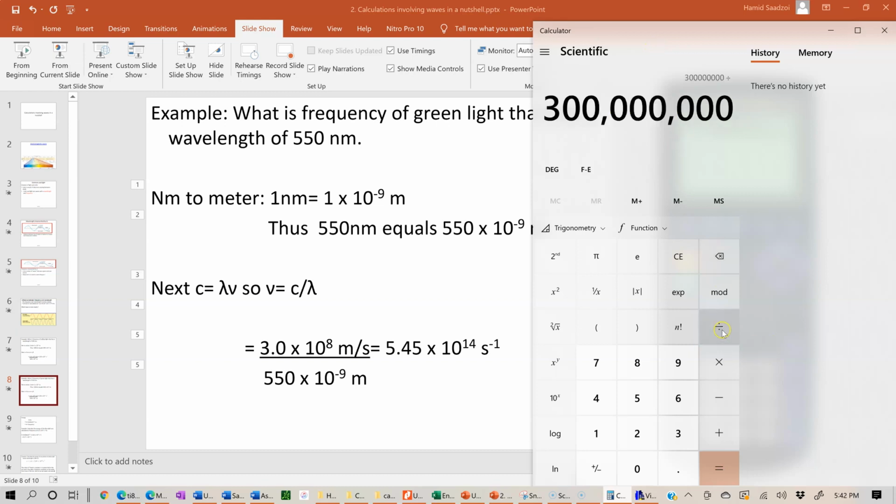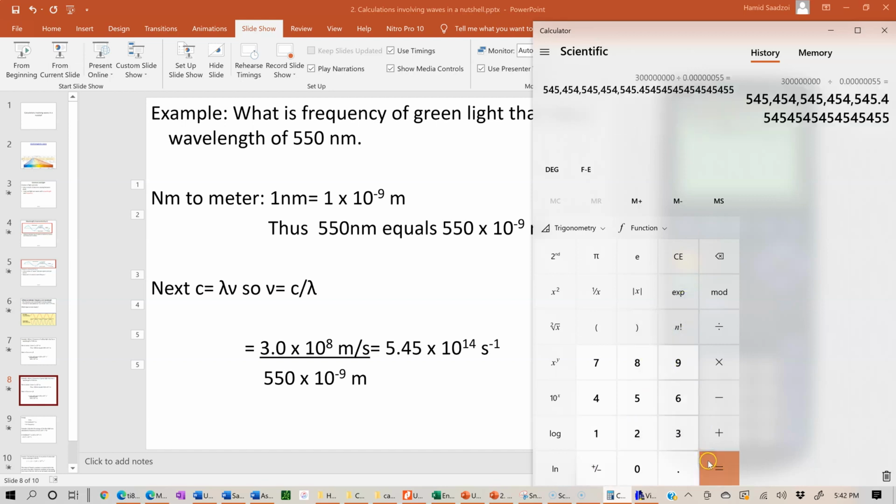And we're going to divide that by 550 times 10 to the negative 9. And you can see, once again, same value. It's just the decimal points here. You move it 14 times, you get 5.45 times 10 to the 14. So whether it's an EXP button or an EE button, they both represent the same thing.